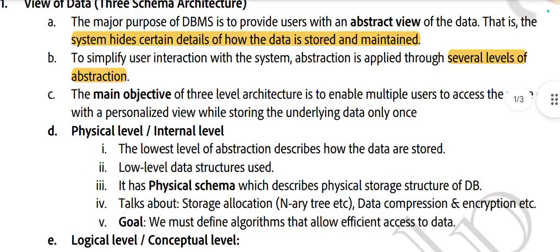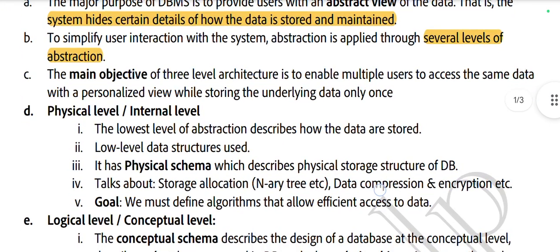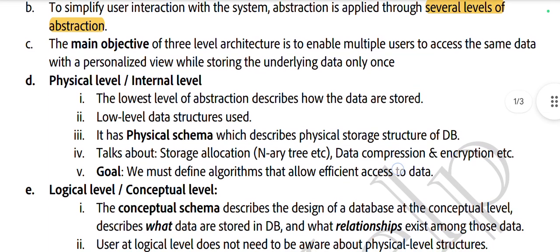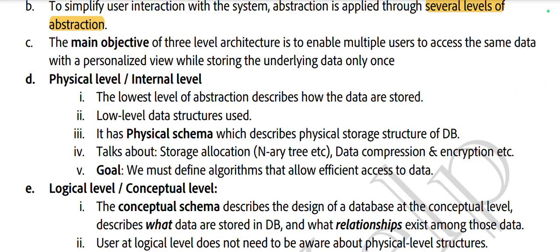The main objective of three level architecture is to enable multiple users to access the same data with a personalized view while storing the underlying data only once. The main objective of three level architecture is to provide multiple views of the same data. First is the physical level or internal level schema architecture.